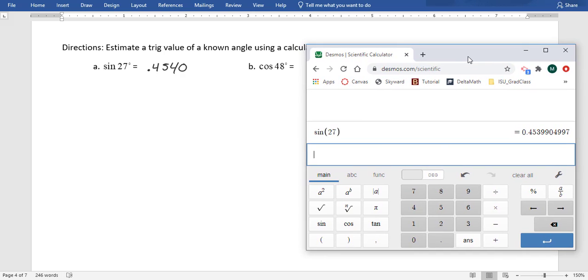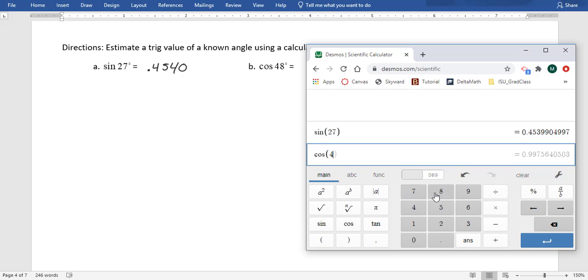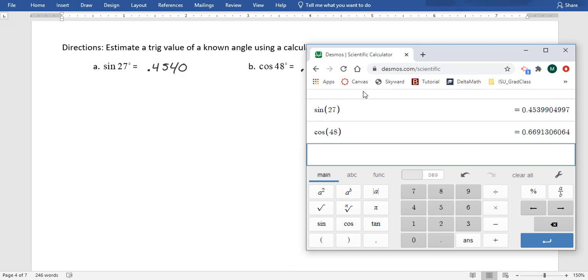Okay, let's try cosine of 48. Let's go back to the function and find cosine. Cosine of 48 is going to be 0.6691 if we round to four decimal spots.